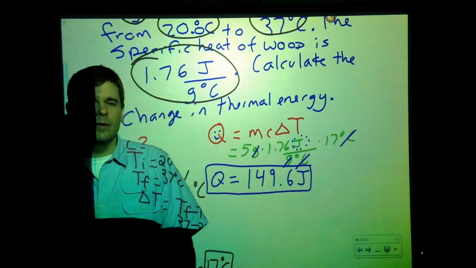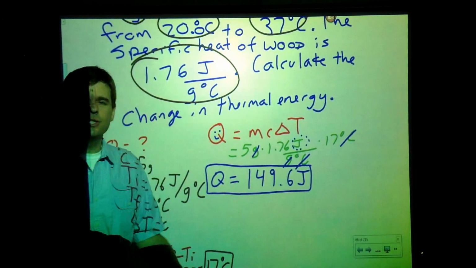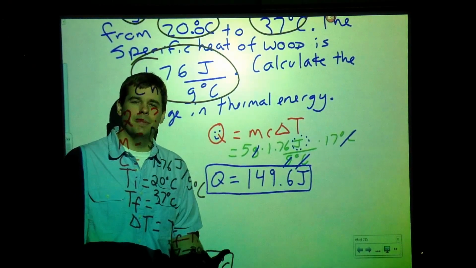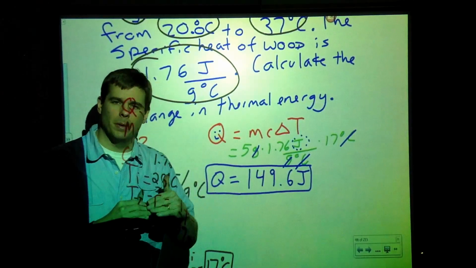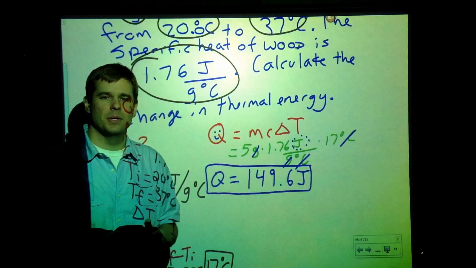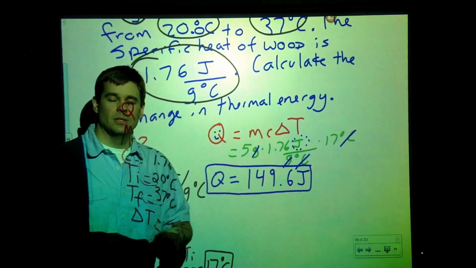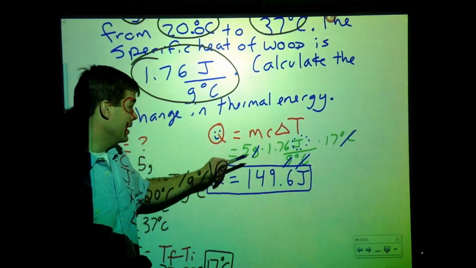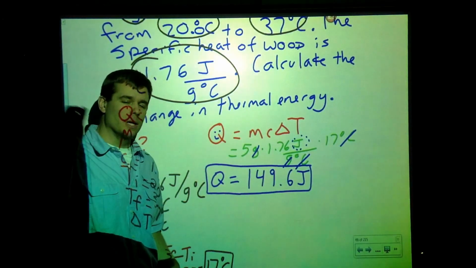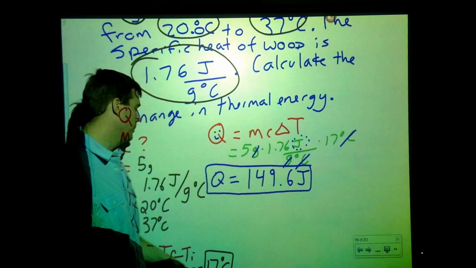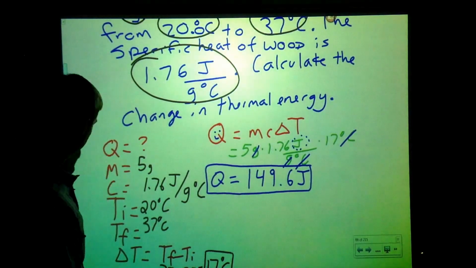If this sounds vaguely familiar to you, in the simulation that you used, the virtual lab, when you added the heat from the Bunsen burner flame, every single time you used 150 joules. So that simulation was based on the specific heat of wood. Exactly. So we're going to use that information. We'll do one more problem. I'm going to have you do this one.